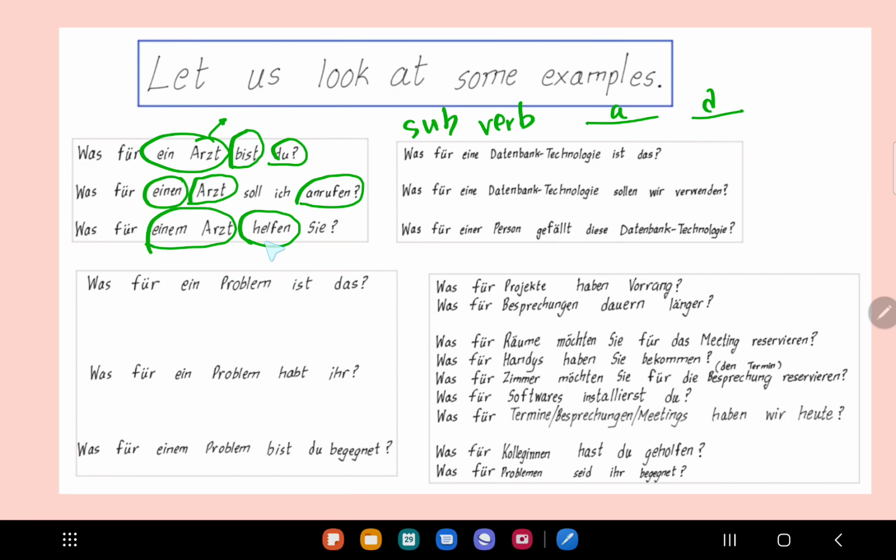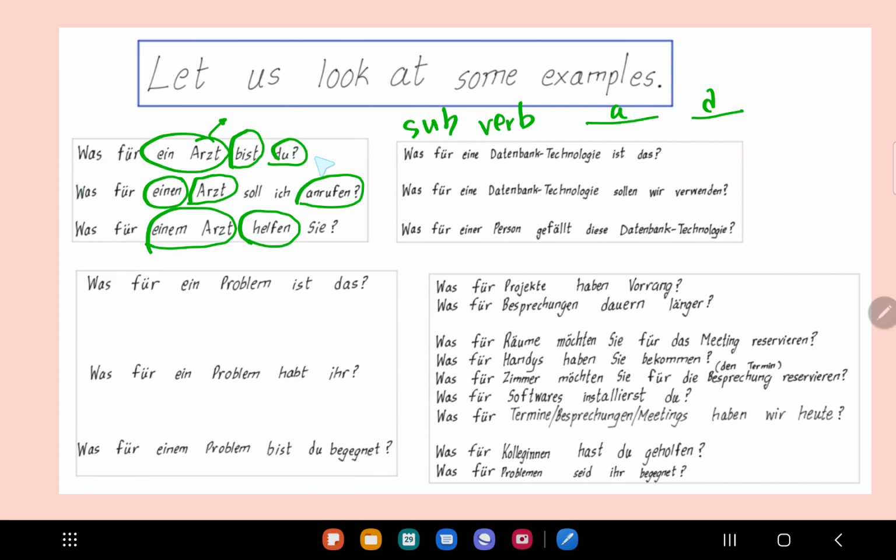So you realize that when you use was für, masculine nominative it is ein, masculine accusative it is einen, masculine dative it is einem. Do you already know this? Of course you know this. You know indefinite articles: ein, einen, einem. But what then is was für?